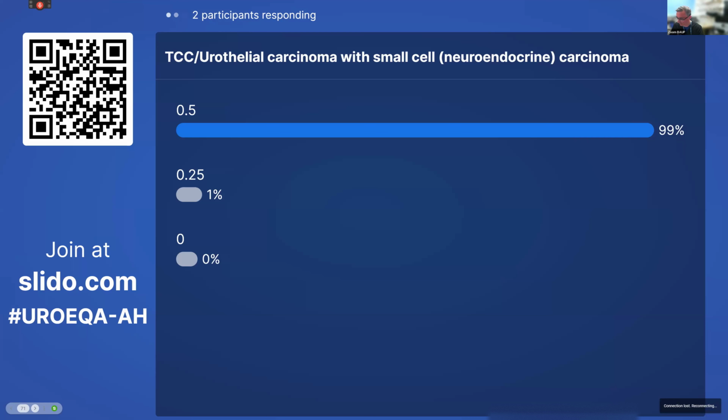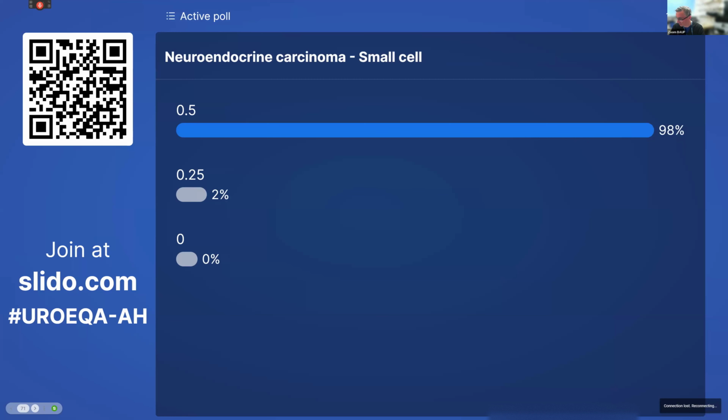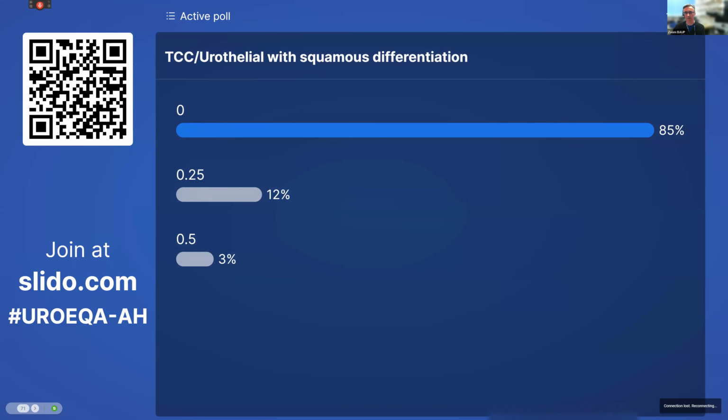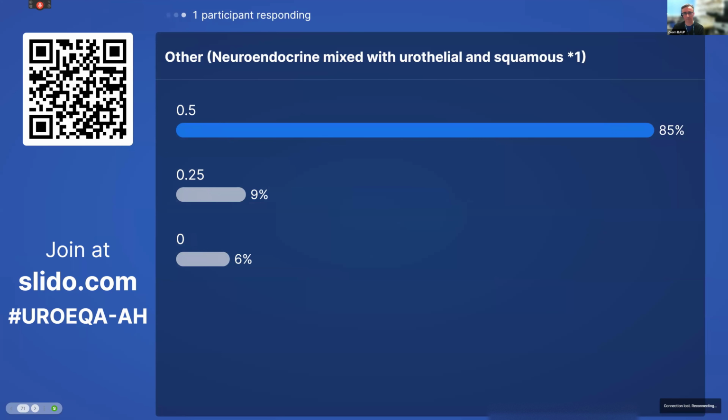So neuroendocrine carcinoma, 0.5. Neuroendocrine carcinoma, 0.5. Again, large cell, okay, 0.5. Urothelial with squamous differentiation, we'll put that as 0. And then the final one, 0.5, yeah. Only one person had put that comment, but I think that's equally correct.